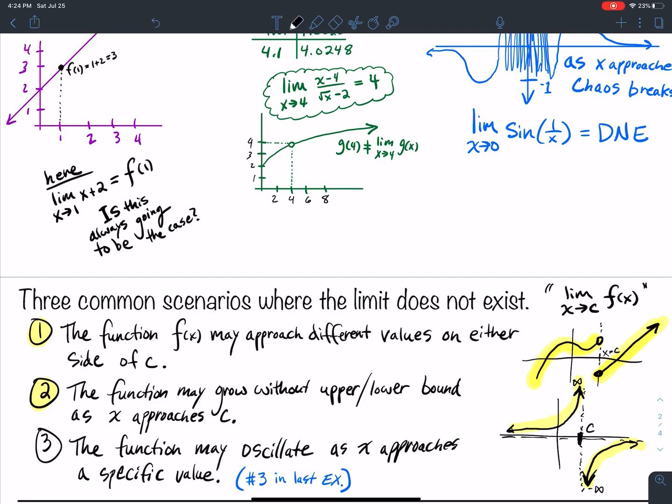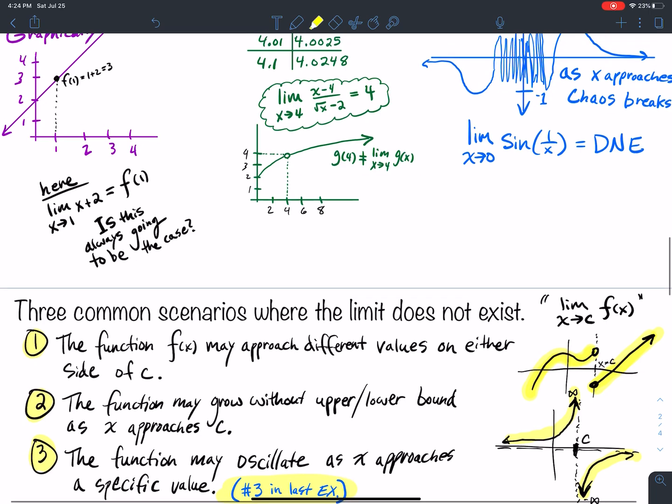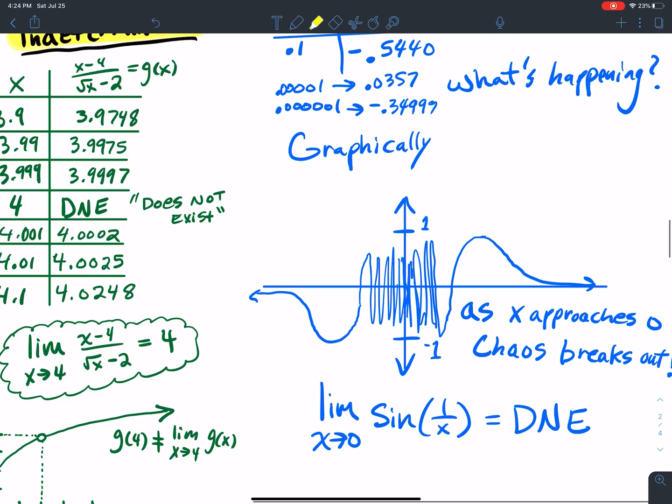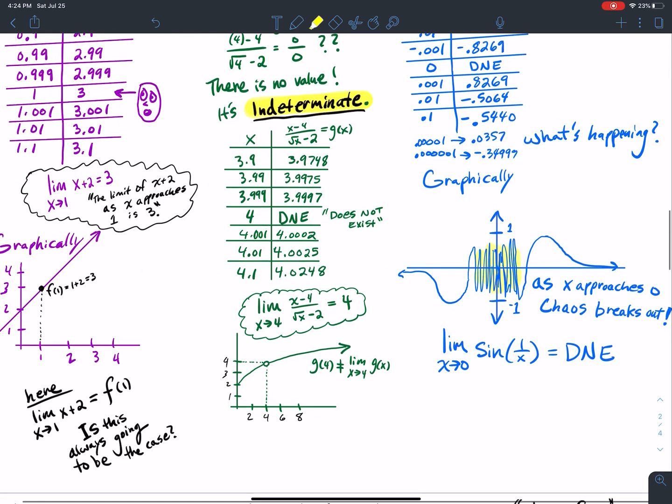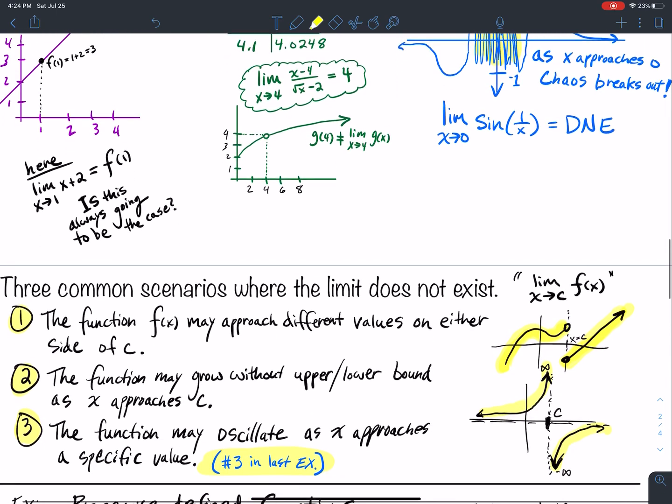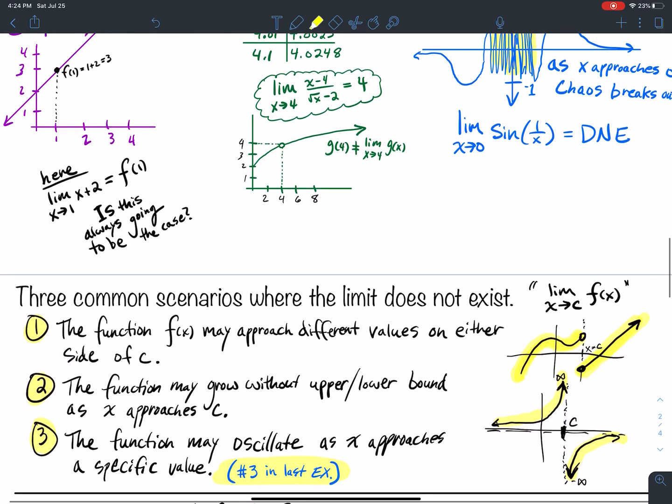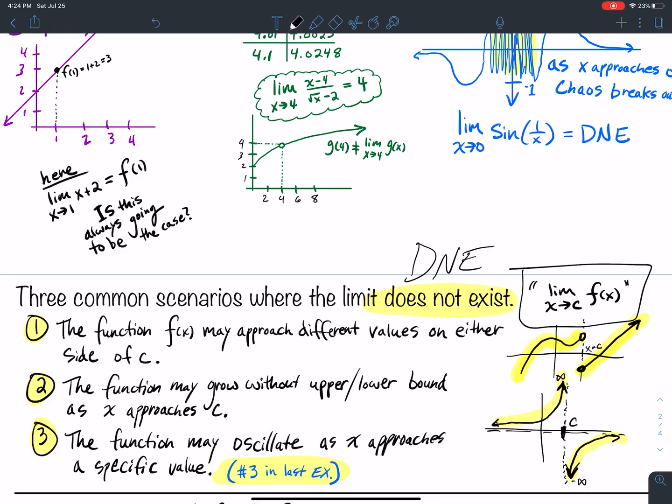And then the last scenario is the function oscillates as it approaches some specific value. I think about this as that example that we did here. As we got really close to zero, we oscillated so much that it just broke apart and the limit did not exist. So those are the three common ways that limits do not exist. Remember, DNE, does not exist. That would be a scenario where the limit does not exist. All right, guys.